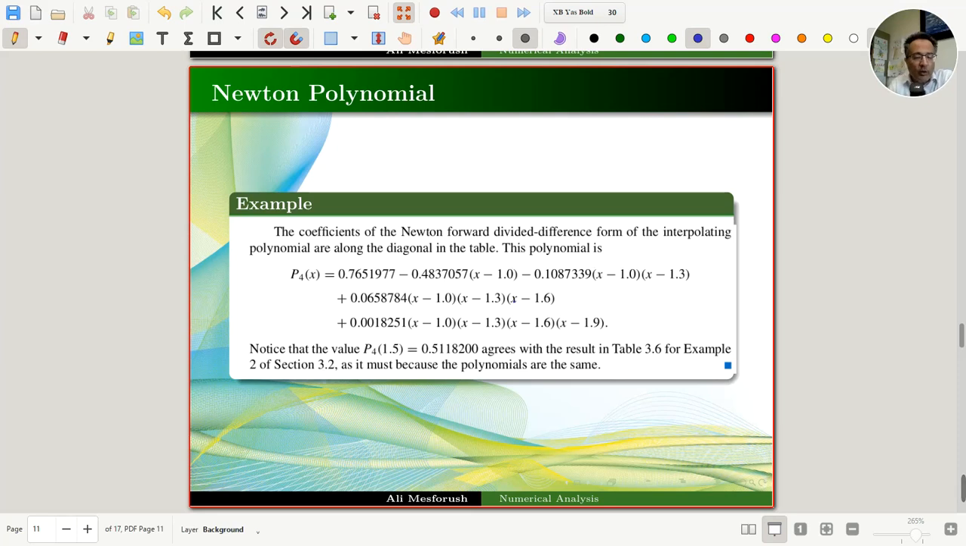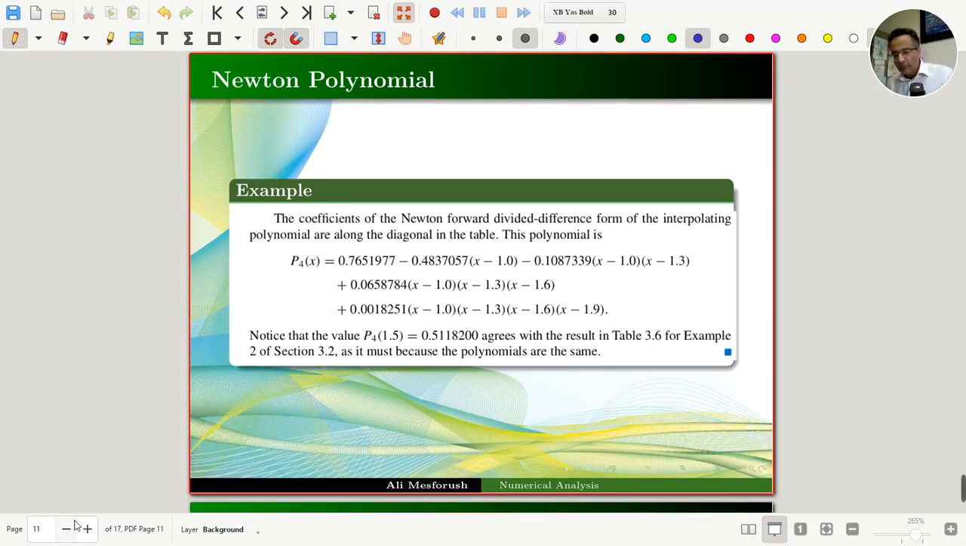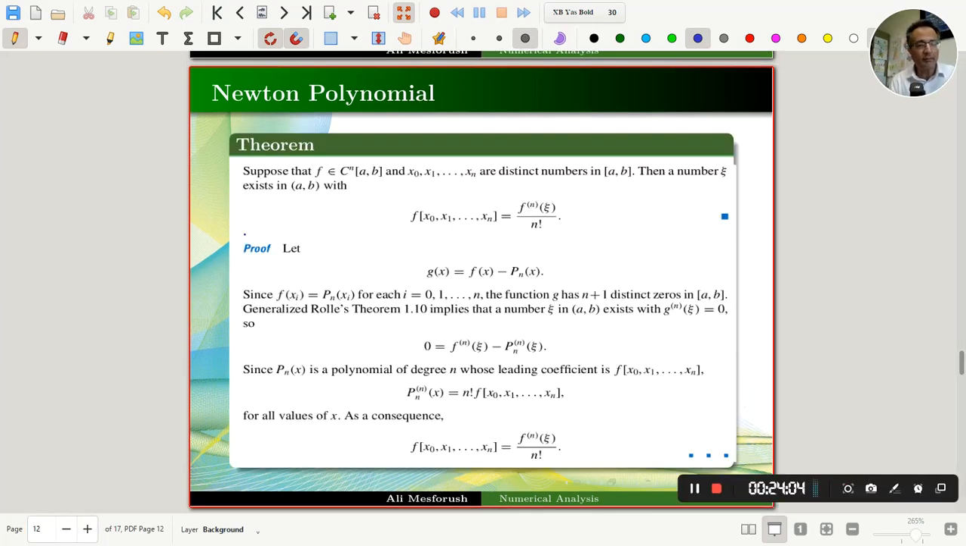And if you expand this multiplication of monomials and do some very simple computation, you can finally get the P4 of x, and it works very easily. Now, let me show you a theorem, in fact, a fact about the divided difference of some points.